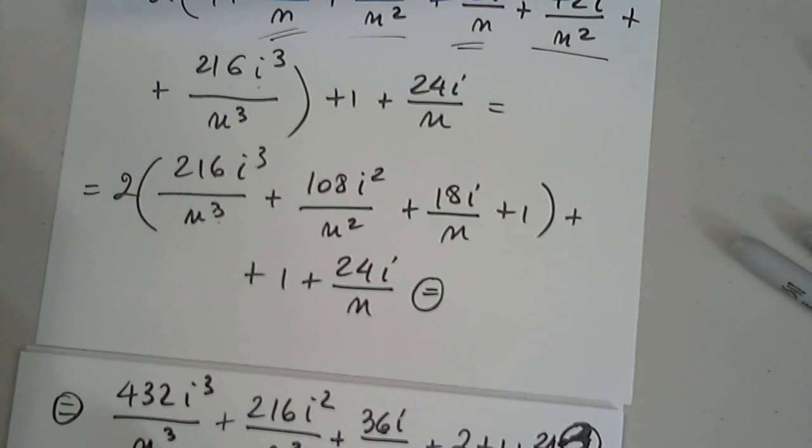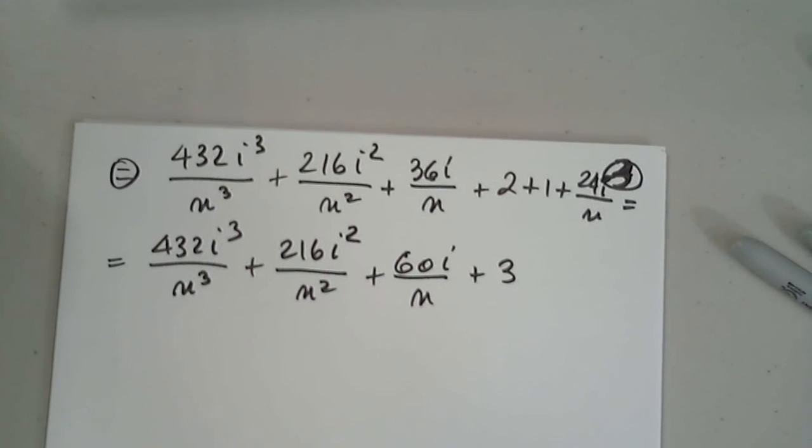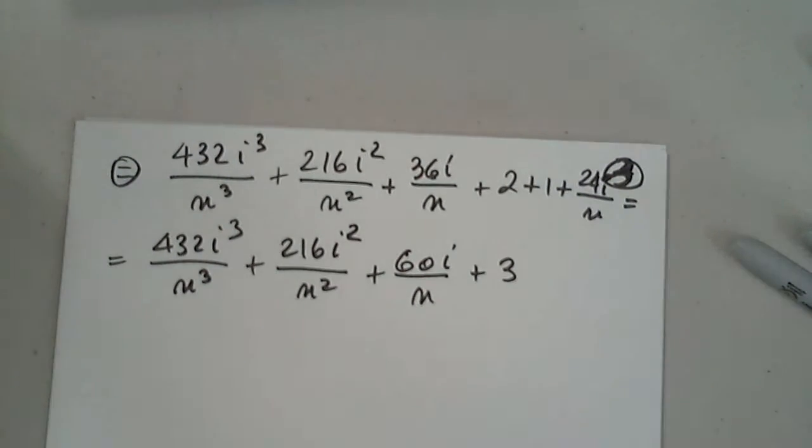Finally, 432i cubed over n cubed plus 216i squared over n squared. Now these two plus 60, 60i over n. It was 24 and 36. i over n plus 3. Okay, finally we have all 3 parts.